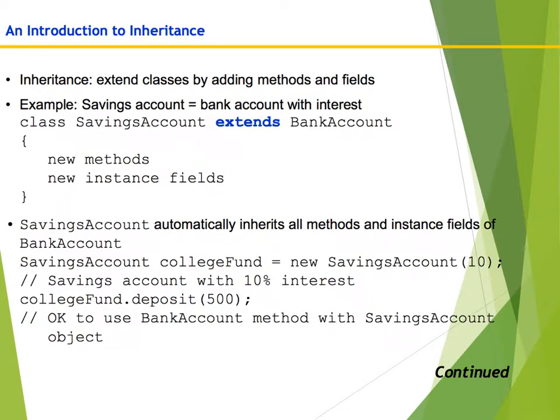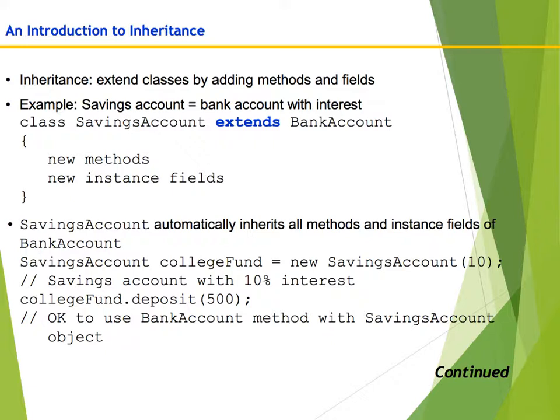Basically, inheritance means to extend classes by adding methods and fields to them. For example, if you have a class already defined named BankAccount, and you want to extend that BankAccount by adding some new methods and fields, you can write it this way. You can write class, for example, a specific type of bank account like SavingsAccount extends BankAccount, and then inside braces you can put the new methods and instance fields that are specific to SavingsAccount, because SavingsAccount automatically inherits all methods and instance fields of the BankAccount, its superclass. But you can also add new methods and fields that are specific to this kind of account, which is SavingsAccount.